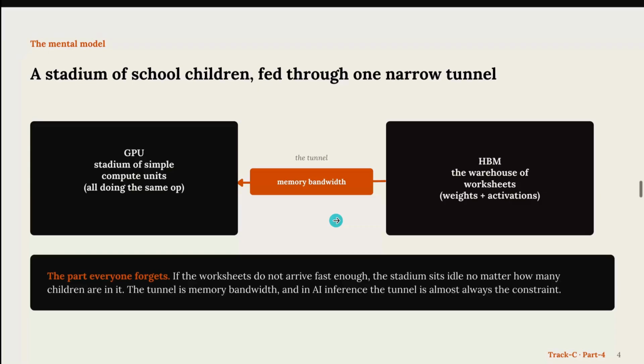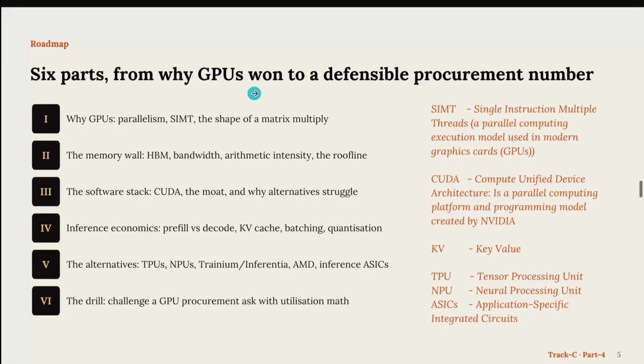And this is purely dependent on this tunnel bandwidth. If more can be passed, more compute will happen, all the students will be occupied. But if not sufficient worksheets are passed through this tunnel, some children are going to sit idle. This is the whole context framing for this session, which is high bandwidth memory, which has a lot of memory that needs to pass on the required compute to the GPU. If enough compute or number of bytes is not passed on, GPU is going to sit idle. Even if you pass more, GPU will be blocked because there is only so much compute you can do. So six parts, from why GPUs to a defensible procurement number. That's what we're going to look at.